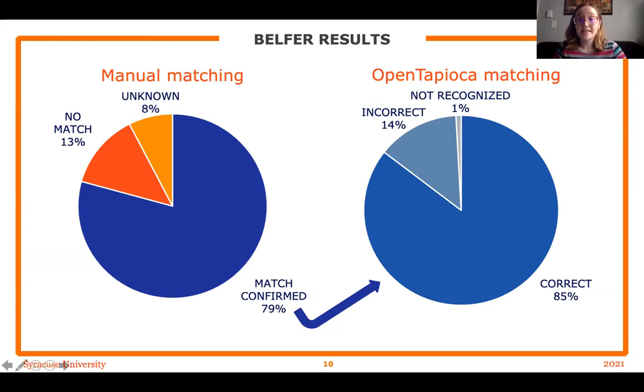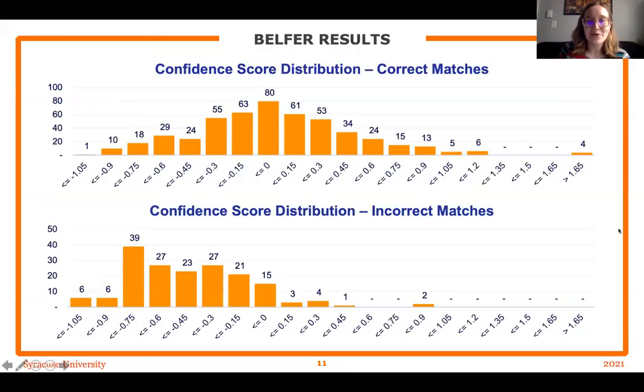And then OpenTapioca did fairly well with also matching the ones that we knew had a match. So about 85% it got right. And then others, 14% it got wrong. Sometimes it didn't properly recognize the name, but that was a really rare occurrence. However, we should note that within those 85% getting correct, the tool wasn't very confident in its matches. It was more confident, you can see in these distributions, when it was right than when it was wrong, which is a good sign. But that being more confident was still around zero confidence, which was better than the negative scores that some got.